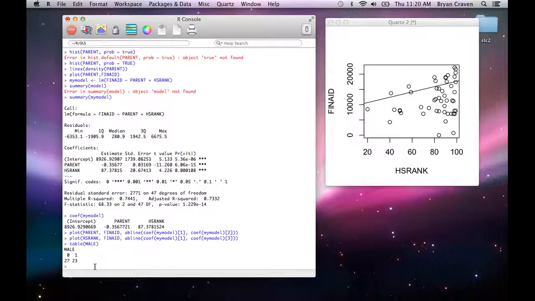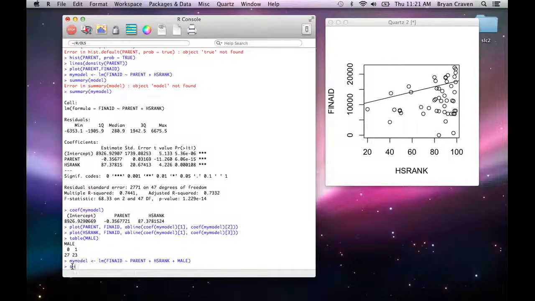So table of male says we have 23 data points that are male, or 1, and 27 data points that are not male. You can interpret that however you'd like. The text seems to interpret it as kind of a gender binary, and that's what we're going to use for this example. So now we're ready to include that as an independent variable. So let's say my model, once again, my model is our workhorse here, LM fin aid tilde parent plus HS rank plus male, and we're going to do summary of my model.